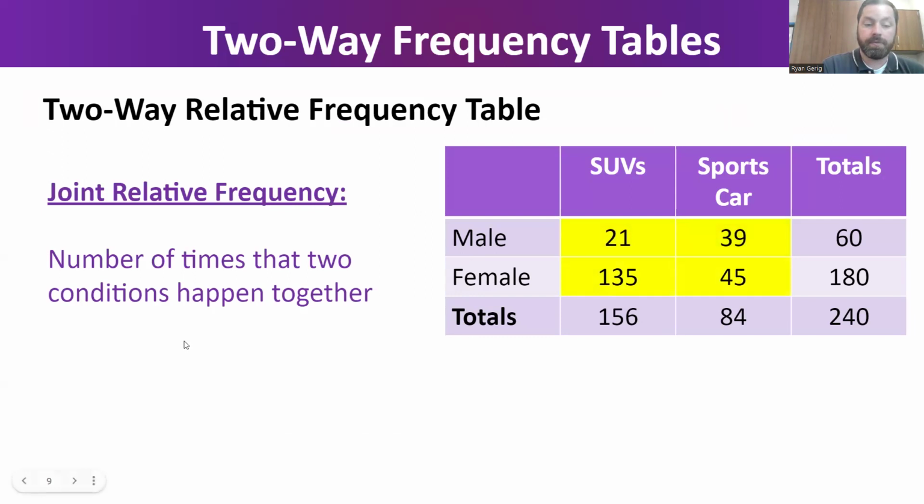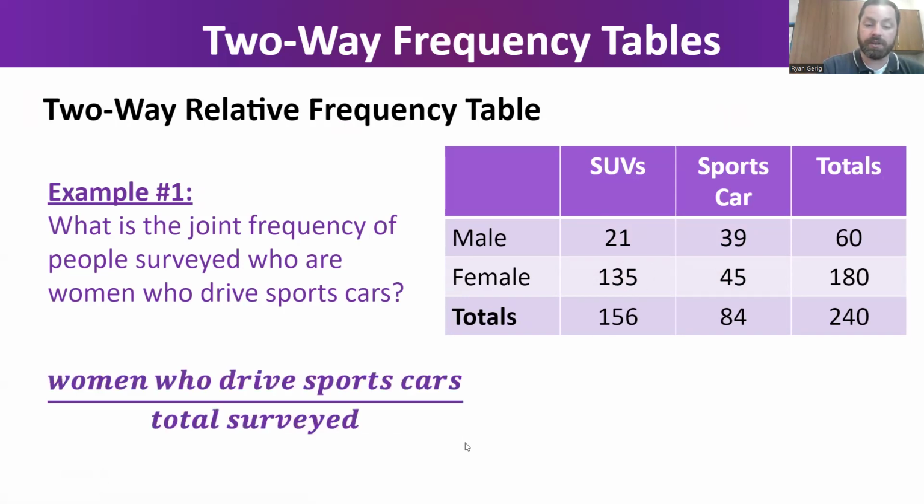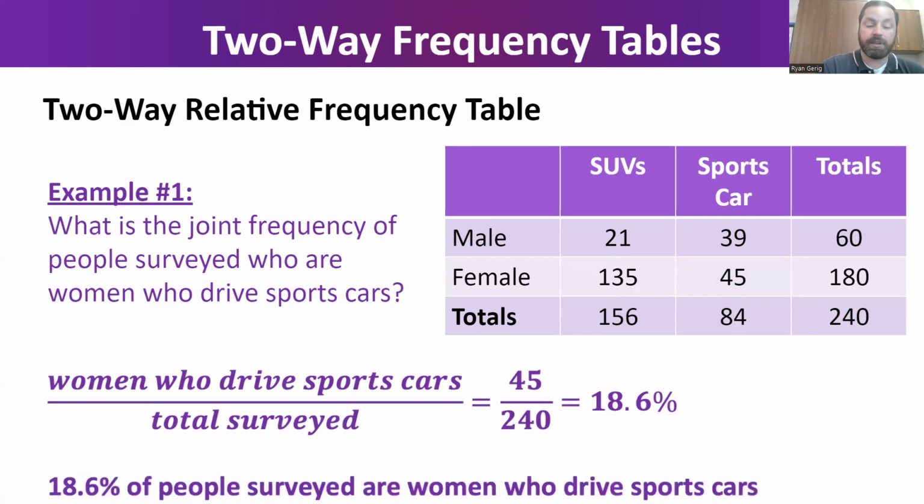For example, what is the joint frequency of people surveyed who are women who drive sports cars? Well, how many women are there that drive, or prefer, sports cars? 135, right? Or sorry, I was looking at the wrong column. 45 drive sports cars, 135 are SUVs. Sorry, I was looking at the wrong thing. So now I have 45 out of 240. If I calculate the percent, that's 18.6%. So what that means is 18.6% of people surveyed are women who drive sports cars.